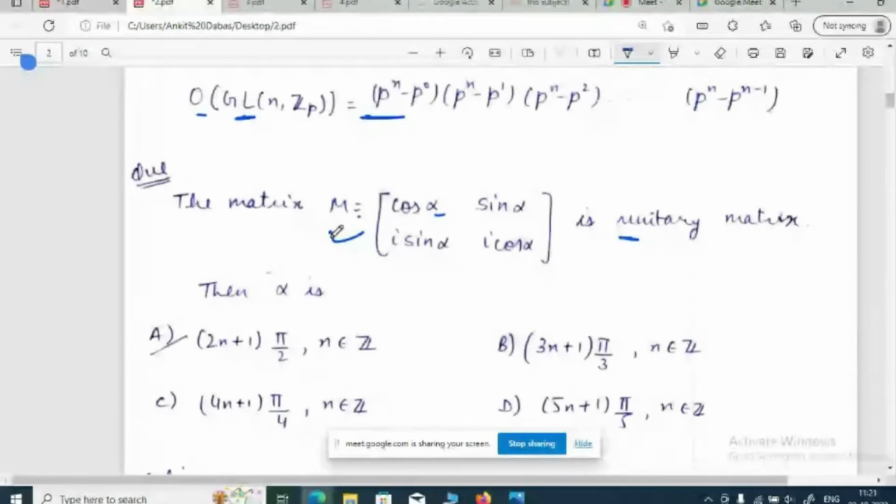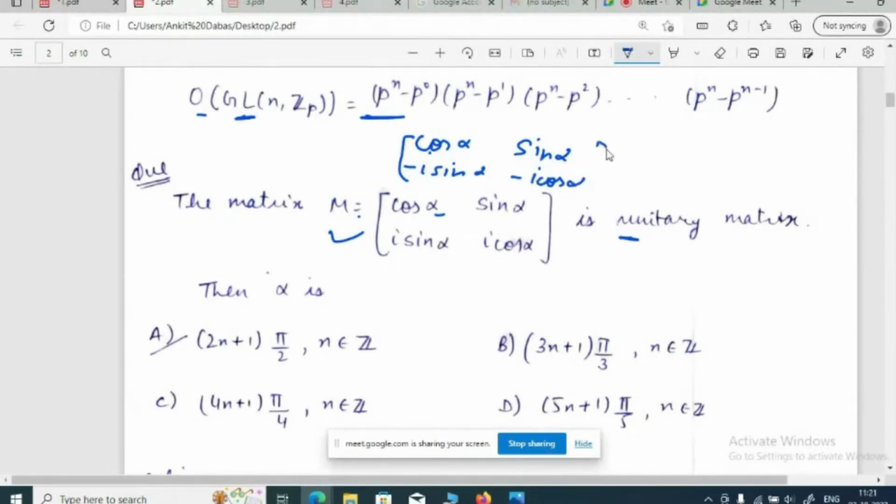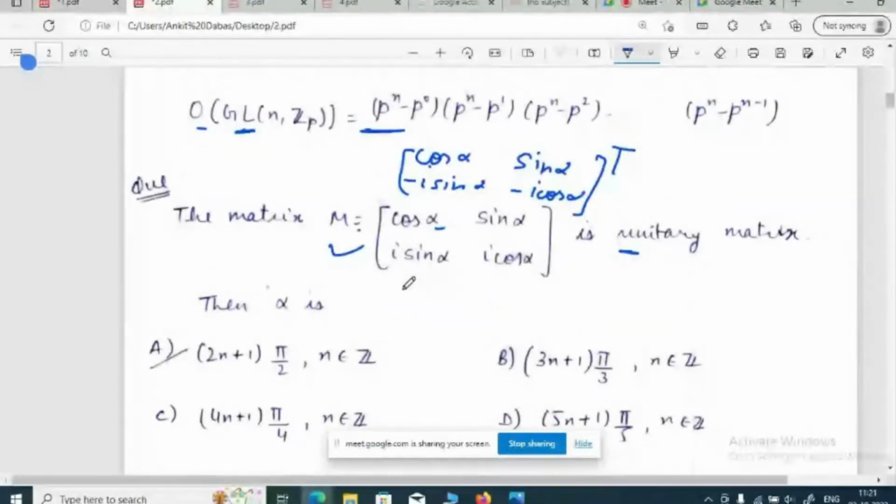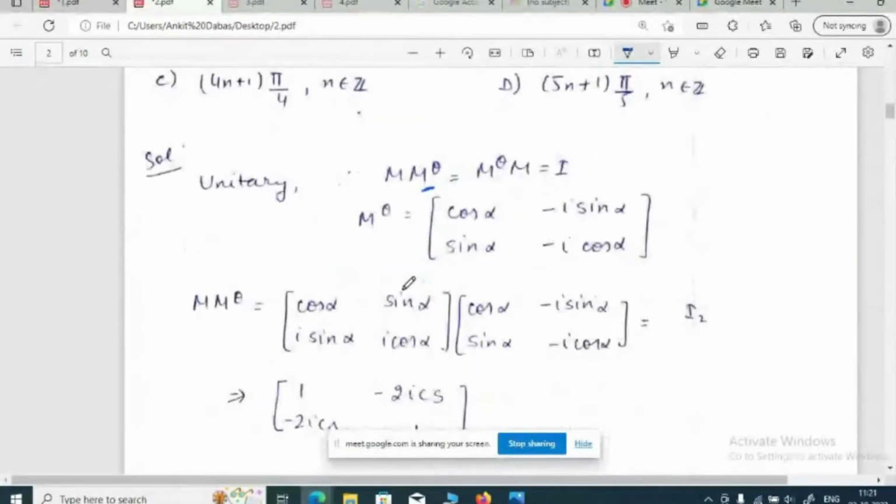First you take the conjugate. In that case, we have cos alpha, sin alpha, minus iota sin alpha, and minus iota cos alpha. And then we have to take the transpose. So the matrix that we get has cos alpha and sin alpha as the first column, and minus iota sin alpha, minus iota cos alpha as the second column. So this is the conjugate of the matrix. Now M into M conjugate is equal to identity.